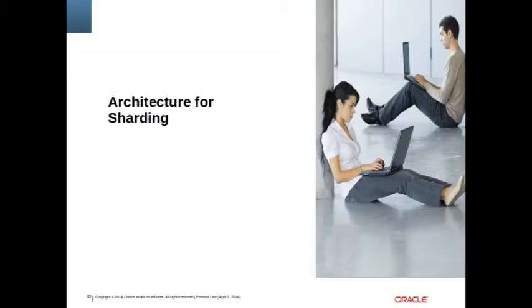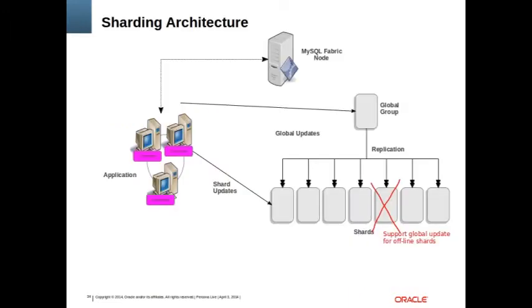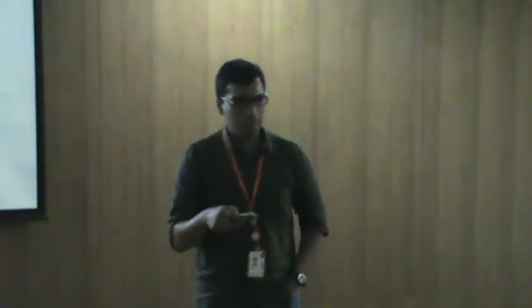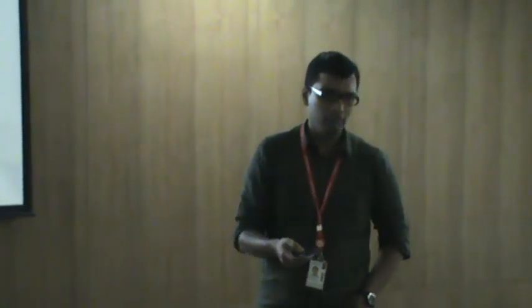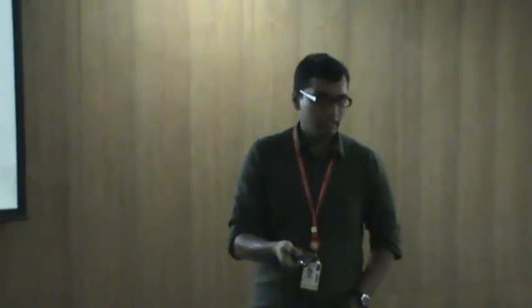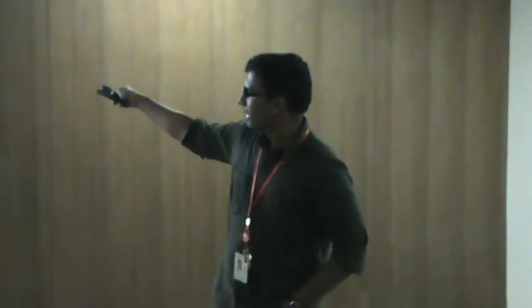The architecture for sharding: once you understand groups, understanding sharding is not much, except that you have a global group. All the servers basically replicate from the global group. So you have an operation that needs to update a global group across all the shards. You mark the query as global. The connectors will automatically redirect the query to the global group, and the query will replicate across all the shards. The connectors take care of it for you. You just have to mark the query as global. That is it. And otherwise, it's the same.